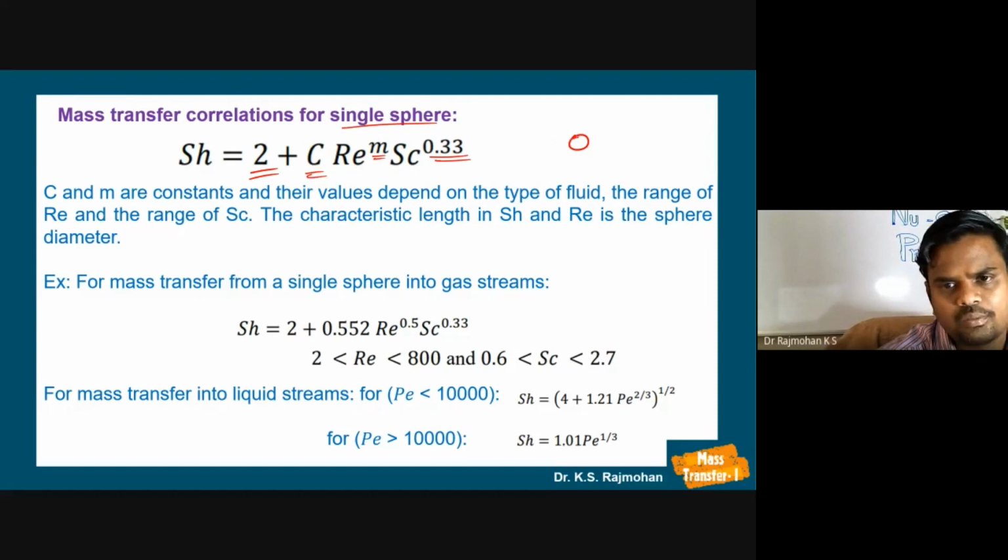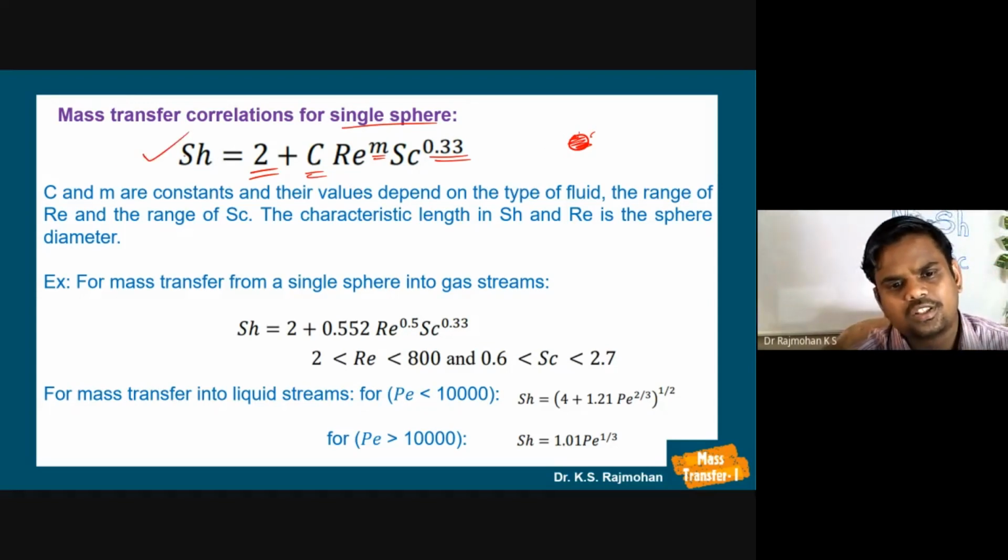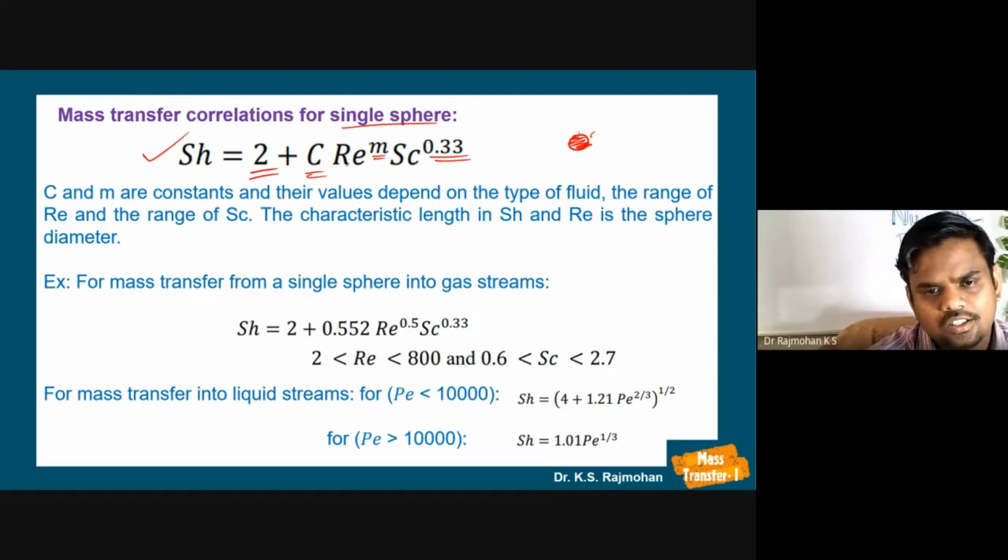For example, if you have a naphthalene ball, mass transfer is taking place across it. In those cases, this number is applicable. Reynolds number is rho v d by mu. When velocity is 0, what will be the value of Reynolds number? That is a typical repeated GATE examination question. When the air is flowing, air has a velocity, right? So when the velocity is 0, it is like a stationary room.